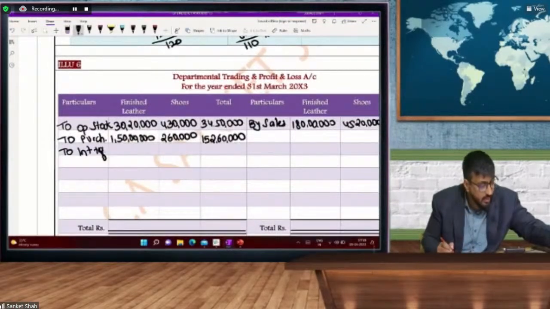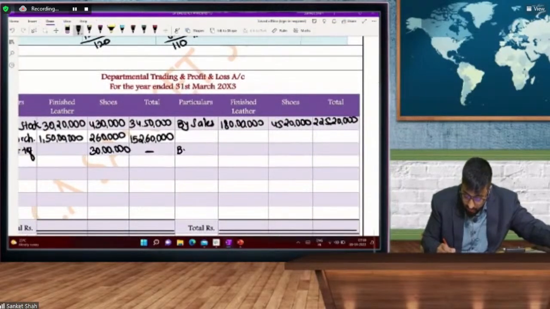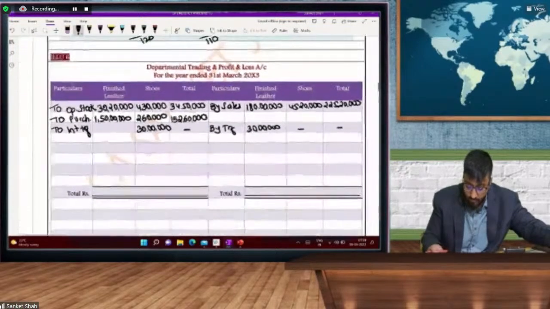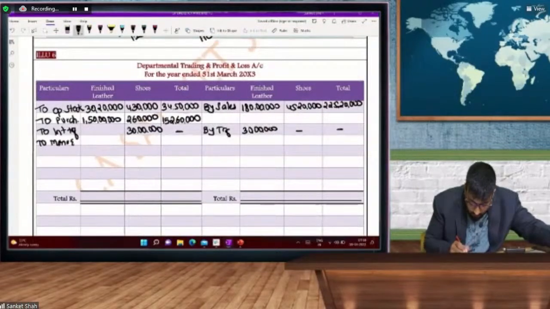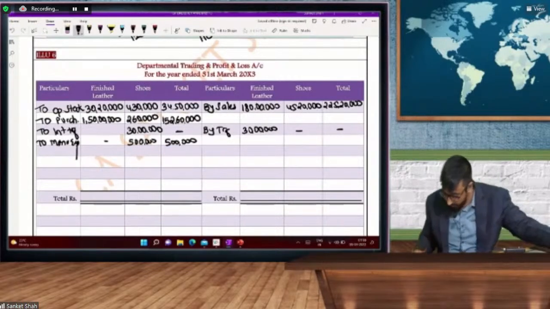To internal transfer, shoes is getting, na beta, 30 lakhs. But internal transfer you never take in total, okay? And on the same line you will take by transfer, beta, whose debit, whose credit? Finished leather. Okay, sender and receiver. Next one, to Manu expense, 5 lakhs. Is it for shoes? Finished leather, dash, and in total you can take 5 lakhs.